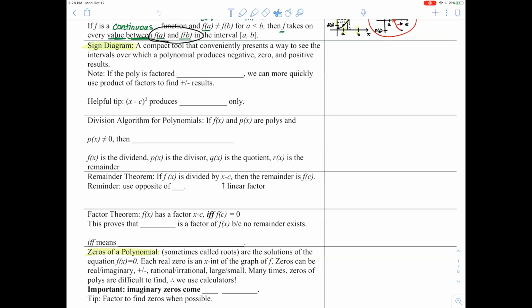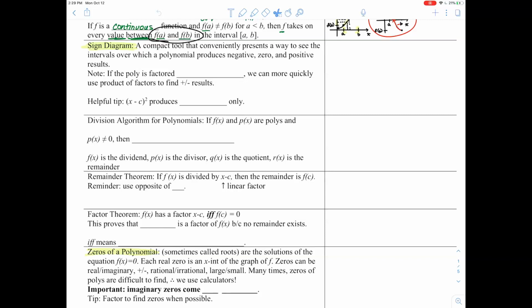polynomials, and a sine diagram is often a really great tool for sketching the outputs of a polynomial, whether it's a negative, a 0, or a positive. We don't get really crazy about the accuracy of the sketch, just the behaviors of the graph. When is it producing negatives? When is it producing zeros? When is it producing positives? And that's what the sine diagram helps us do.